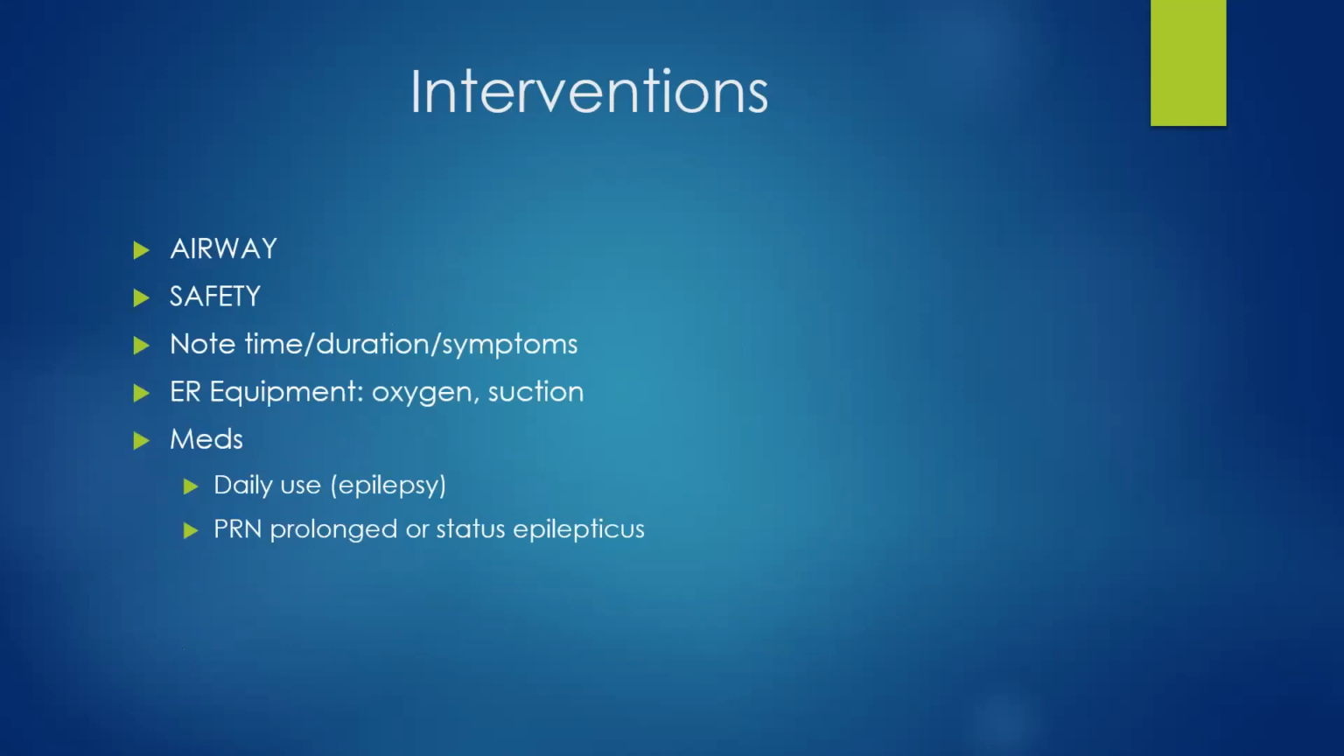So let's talk about interventions. Interventions for our seizure patients is all about safety and airway. So I know we scream ABCs all the time, but this is no different. So if I have a patient that's having a seizure, I don't want to hold them down, but I do want to turn them on their side because I don't want them to vomit and aspirate, or even aspirate on their own secretions. So we try, if at all possible, to get them on their side.